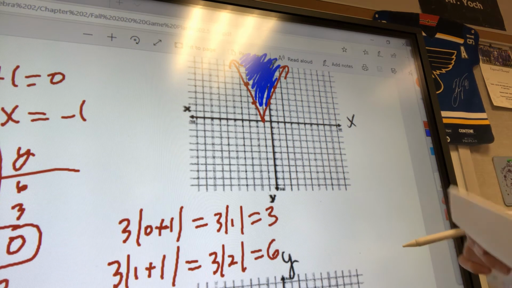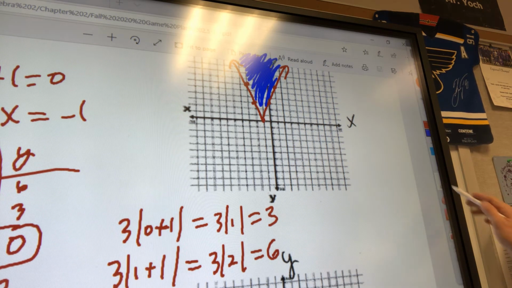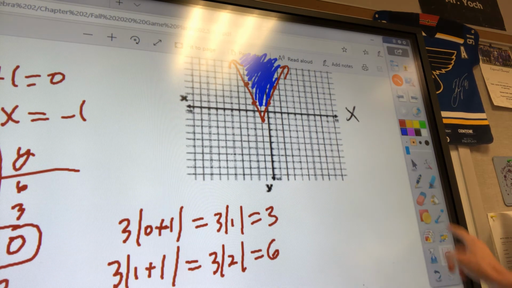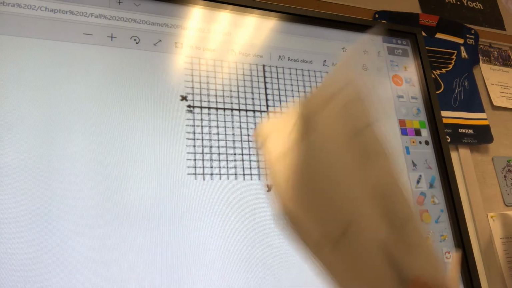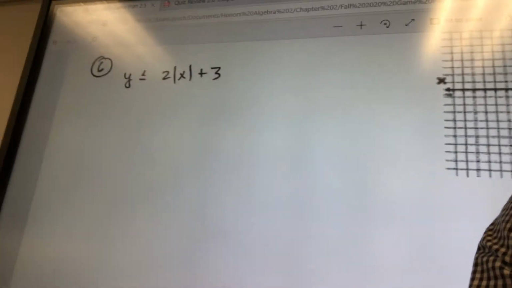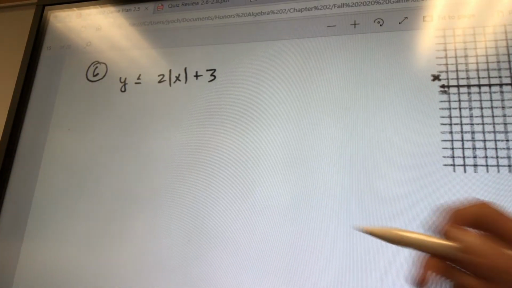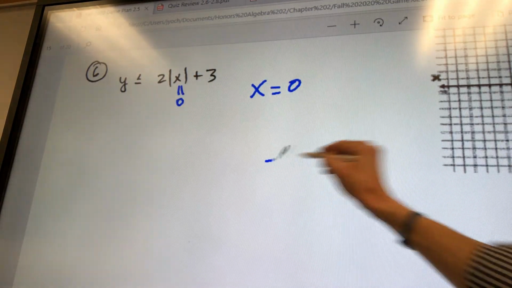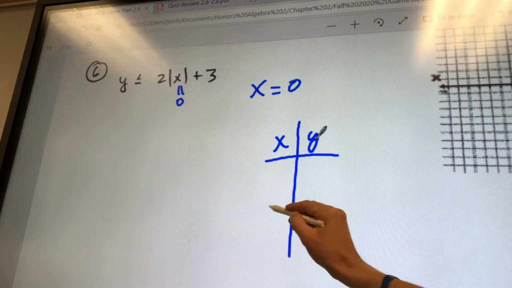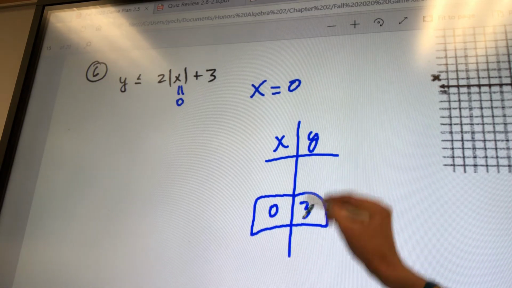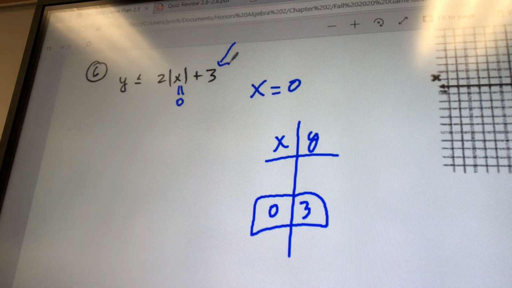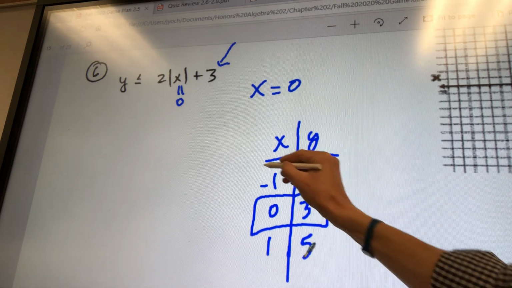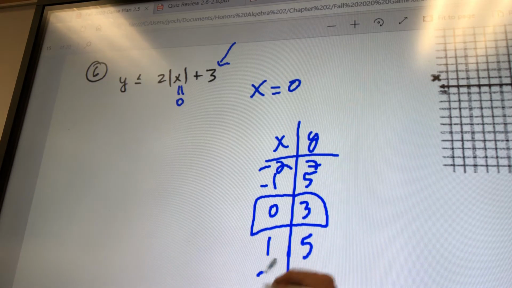And lastly here, before one of the last pages, number 6. Y less than or equal to 2 times the absolute value of x plus 3. Set this equal to 0. That's it, x is 0, so the x-coordinate of your vertex is 0. The y-coordinate of your vertex is staring at you. It's 3. That 2 is the slope. So 5, 5, negative 2, 7, 7.